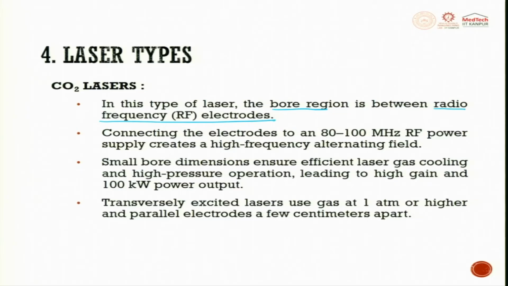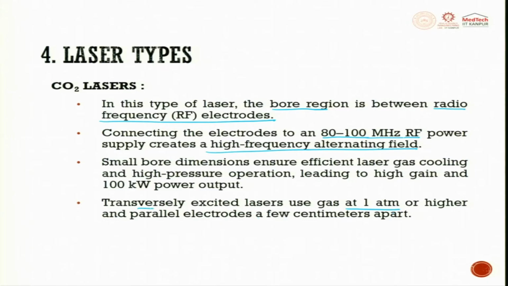Connecting the electrodes to an 80 to 100 megahertz RF power supply creates a high frequency alternating field. Okay, 80 to 100 megahertz RF frequency, you do it. So, it generates a high frequency alternating field. Small bore dimensions ensure efficient laser gas cooling and high pressure operations, leading to a high gain and 100 kilowatt power output. Transverse excited lasers use gas at 1 atmosphere or higher, with parallel electrodes a few centimeters apart.